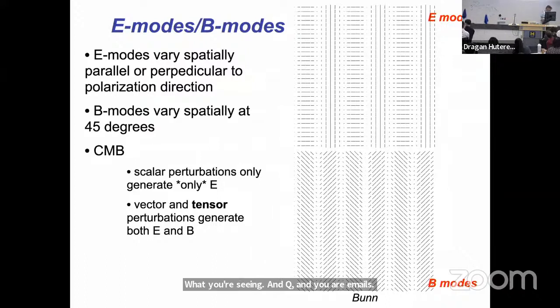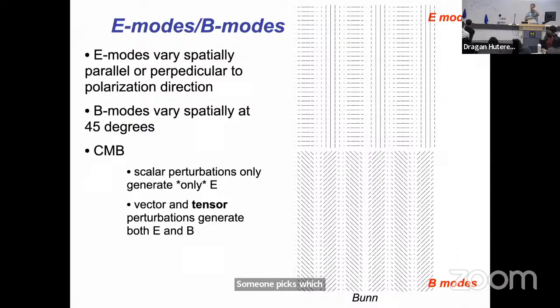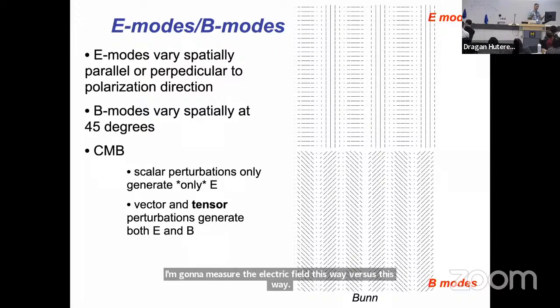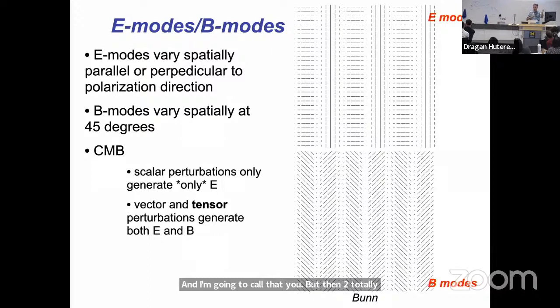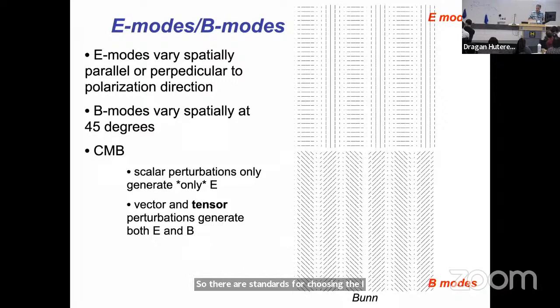The problem with Q and U is that they are defined relative to some choice. Someone picks which way is up, and then you say, I'm going to measure the electric field this way versus this way and call that Q, and this way versus this way and call that U. But two totally reasonable people could choose different orientations. So there are standards for choosing. The IAU says, let's use north for Q. But that's completely coordinate dependent, and you wouldn't expect an isotropic, homogeneous universe to lead to some preferred axis like that.